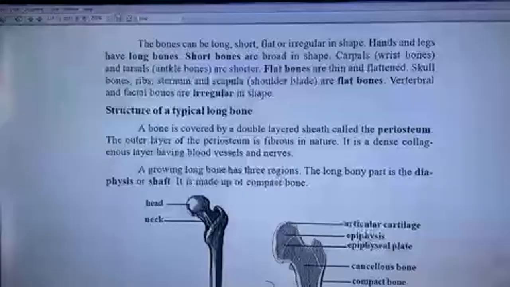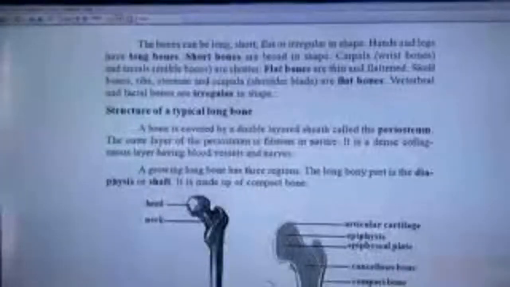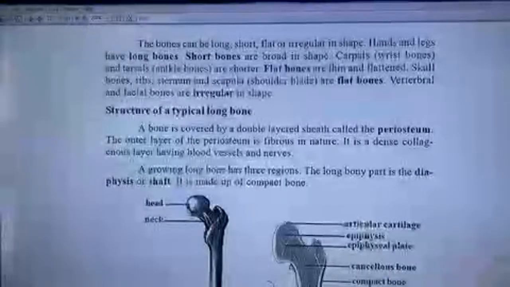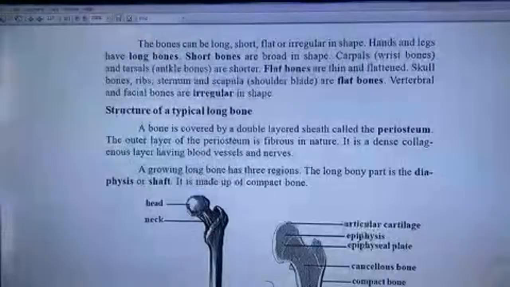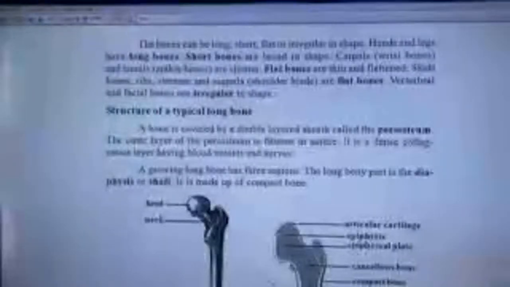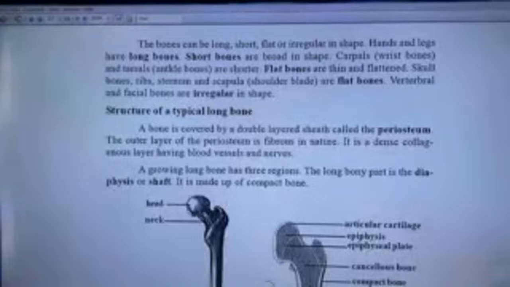The bones can be long, short, flat, or irregular in shape. Hands and legs have long bones. Short bones are broad in shape; wrist bones, carpals, and ankle bones, tarsals, are shorter. Flat bones are thin and flattened. Skull bones, ribs, sternum, and scapula, the shoulder blade, are flat bones. Vertebral and facial bones are irregular in shape.